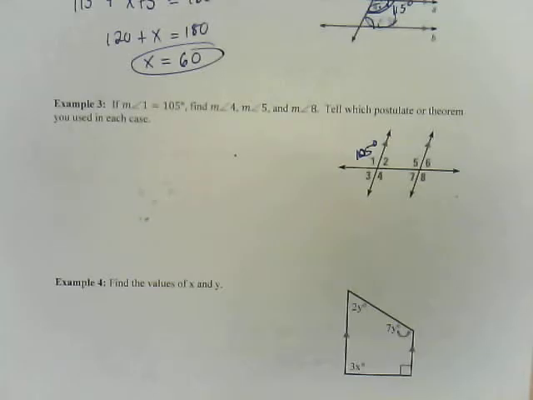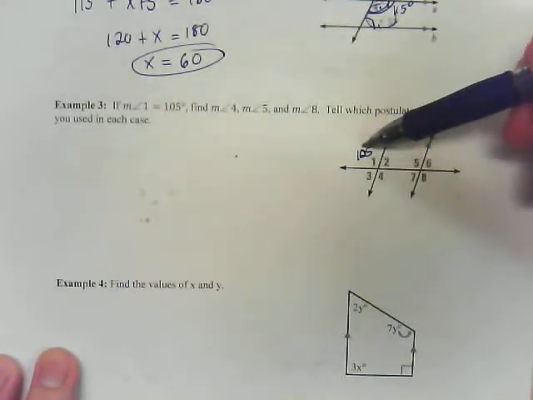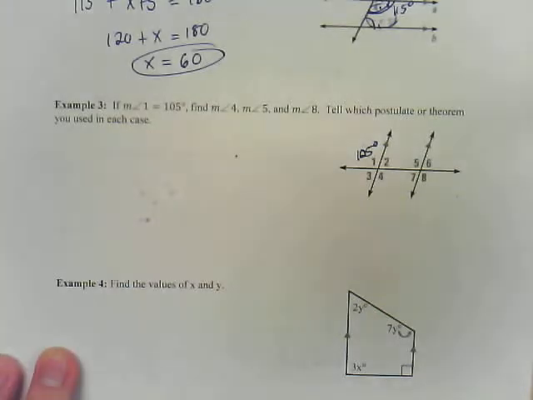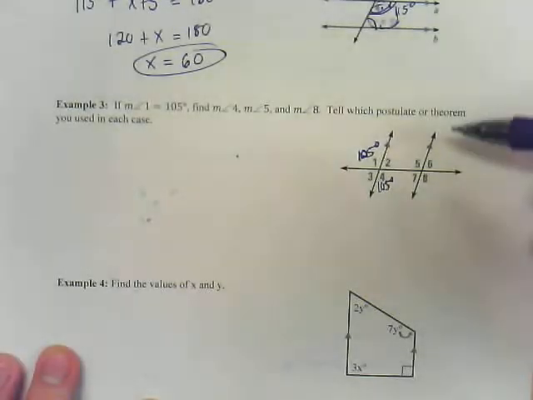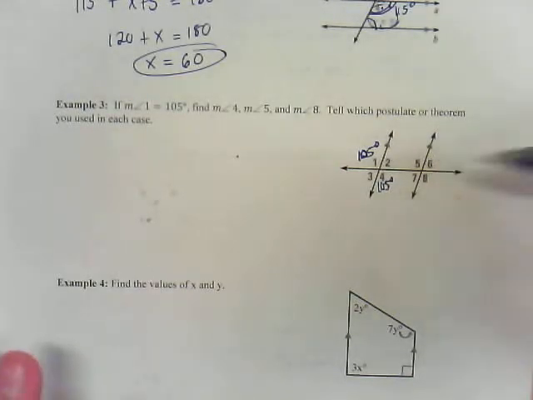Well, we've got a few different options here for what we can do. Let's start with angle 4. Actually, for angle 4, we don't really have options. What we can say, though, is that since these two angles are opposite each other on the intersection of lines, they're vertical angles, so they've got to be congruent as well. So angle 4 is 105 because it is vertical to angle 1.